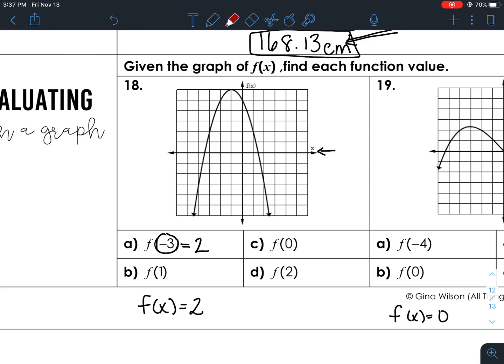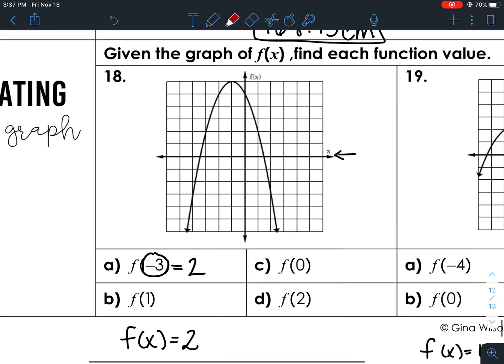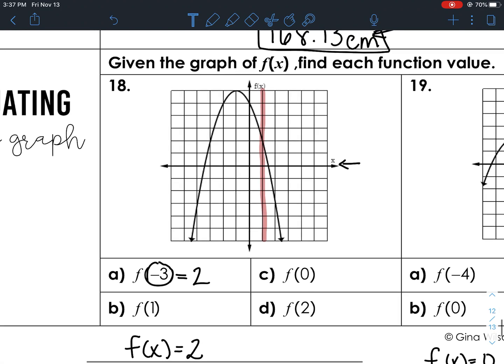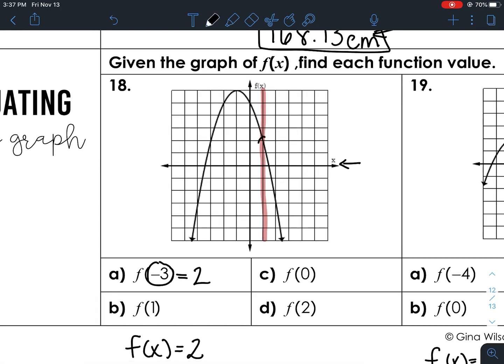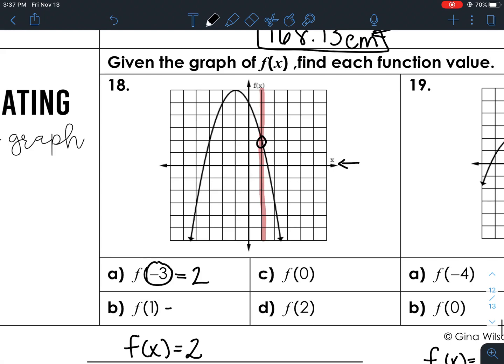Okay, let's do that again. F of 1. So I'm going to go over to 1 on my x coordinate. Okay, so where does that touch? Well, hey, that touches also at 2. Okay, let's look at another one. F of 0. So I'm going to go, again, up and down on 0. When my x is 0, my y is right here. So that's 1, 2, 3, 4, 5.